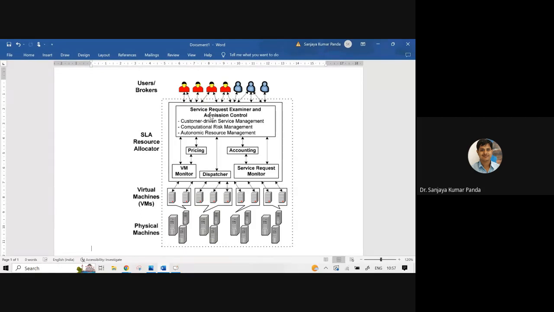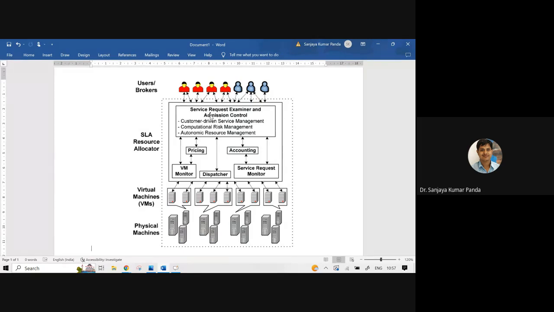Similarly, we have computational risk management. Okay, you have to look into the risk factor also. Right? It may be a physical threat, it may be a virtual threat also. Managing risk is also important. It may be related to the hardware, it may be related to the software, may be related to different types of services also. Or there is autonomic resource management.